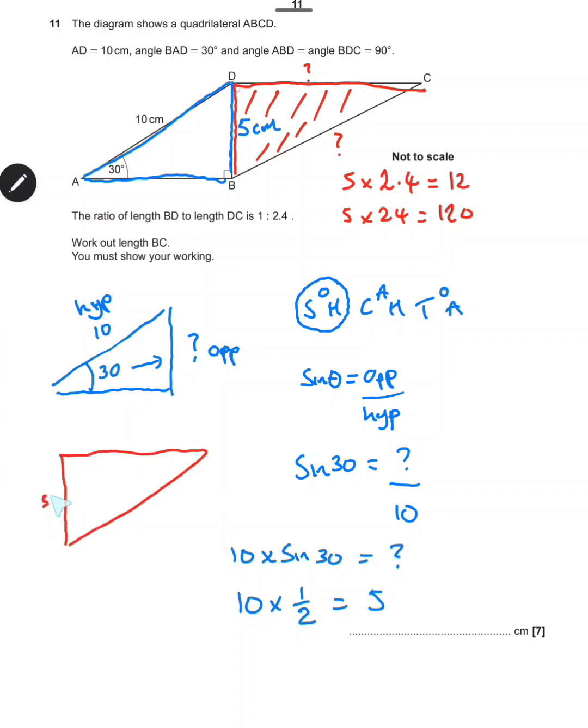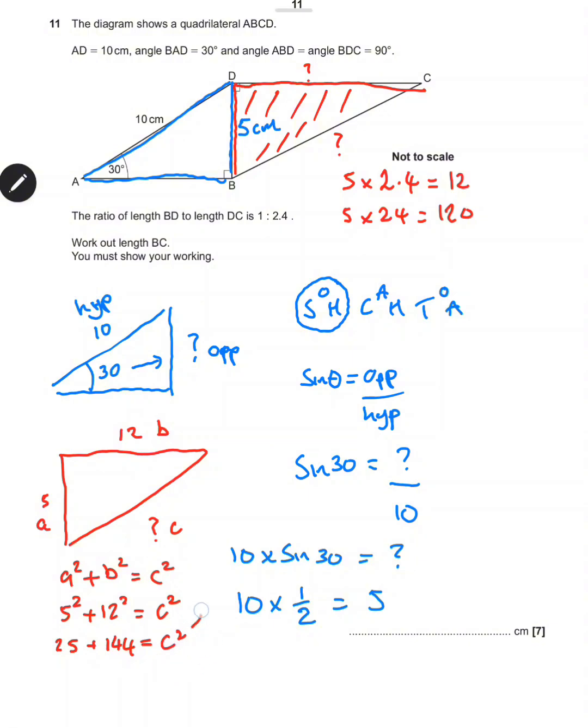We know this is 5, this is 12, and that's what we're looking for. This now looks like a Pythagoras question. A, B, and C. Pythag: A squared plus B squared equals C squared. A is 5, so 5 squared plus B is 12, 12 squared equals C squared. 5 squared is 25. 12 squared is 144. And that is C squared.